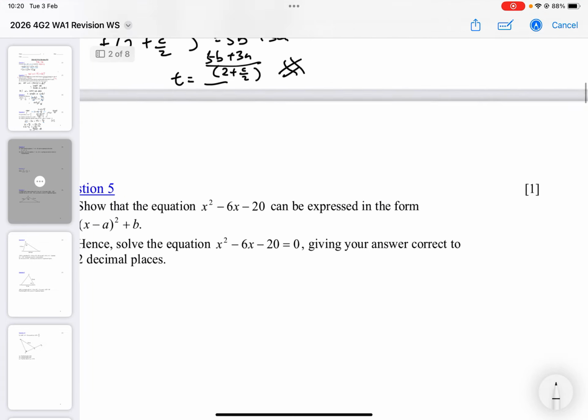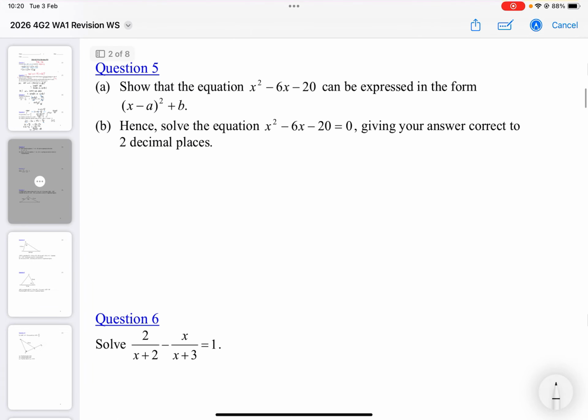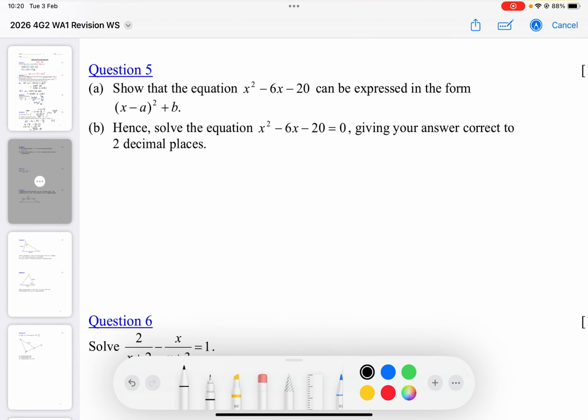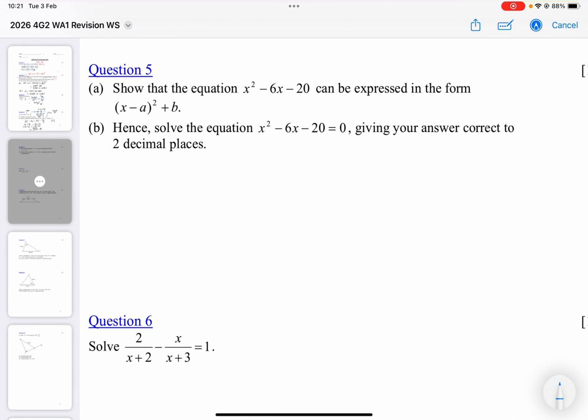Okay, question 5. You are given a quadratic expression. Quadratic expression means you have a x squared term, you have a x term, you have a number term. Then they tell you this can be written in the form. I complete the square means I put my x inside a bracket before it is being square. Okay, then I will not have another term with x already.